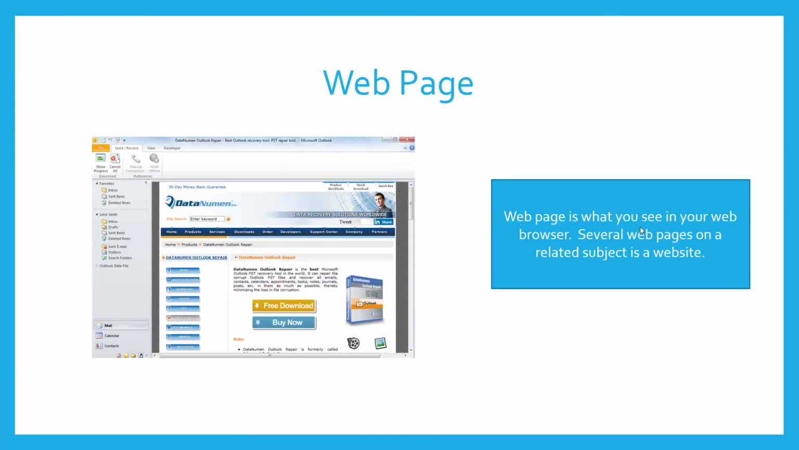The next one you should know is the web page. A web page is what you see on your web browser. See how this is going? Several web pages together on a related subject would be called a website.